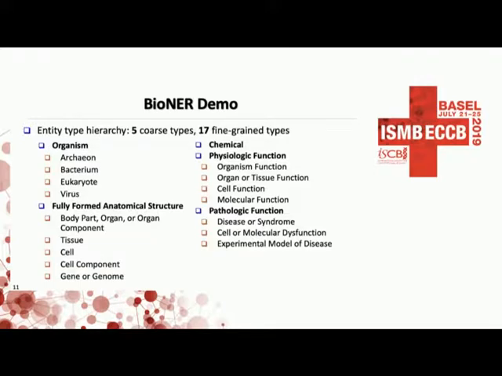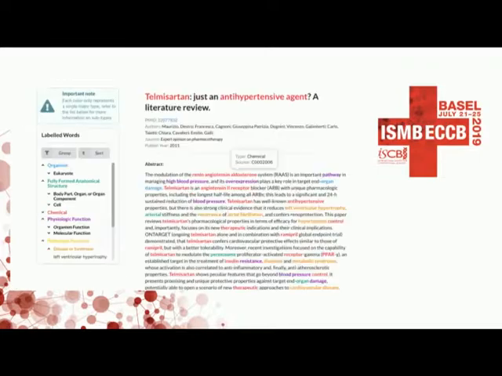So the interesting thing is, for this one, we can recognize 17 fine-grained types and 5 coarse types, including organism, fully formed anatomical structures, chemicals, physiological functions, pathological functions, all these things. Of course, different from Wei Wang's talk, we could not find 17 colors because it's very hard for humans. So what we did is we made the 5 major ones have colors. For the others, when you point at them, they will give you the subtypes by writing instead of by coloring, because we do not know how to recognize those colors.